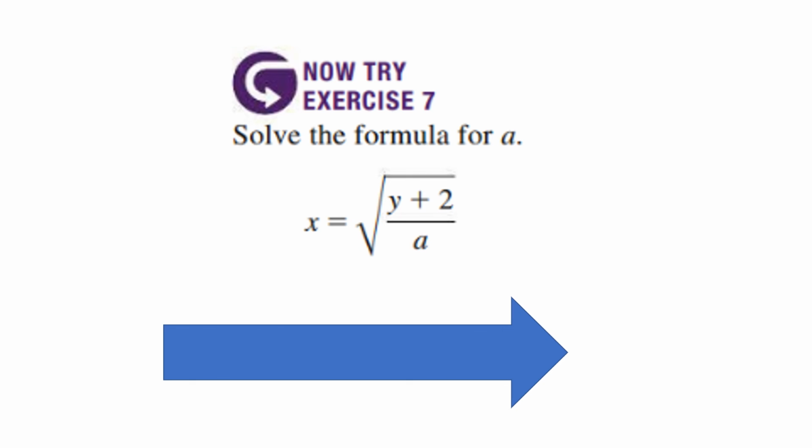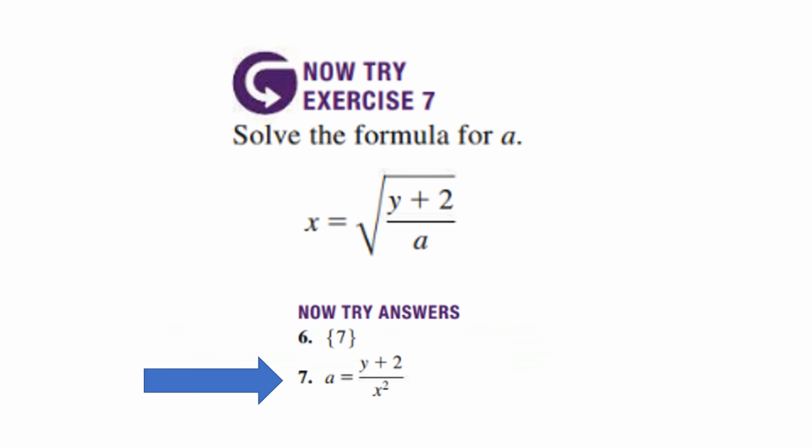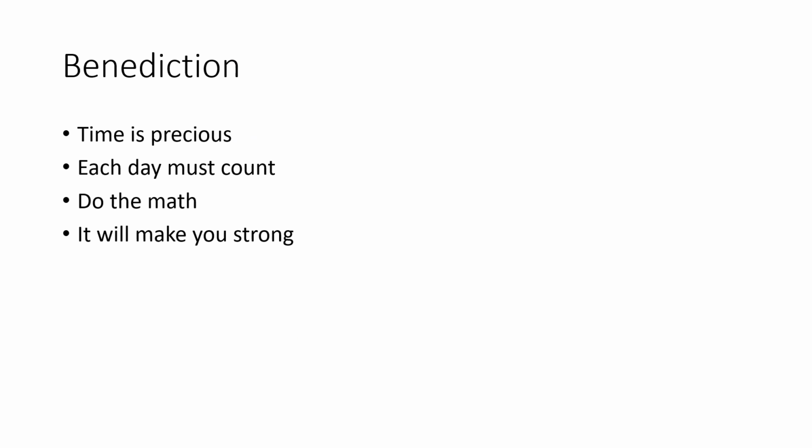Now here's a problem solving for a variable that you can try. I want you to solve this formula for the variable A. The formula we started with is x is equal to the square root of y plus 2, with y plus 2 in the numerator, over A. So pause the video and try to solve this. Let's see how you did. You should have gotten A is equal to y plus 2 over x squared.